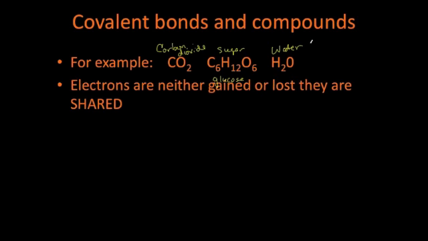So in covalent bonds, electrons are neither gained nor lost. They are shared. So the electrons are being shared between 2 or more atoms. Okay, and that concludes our discussion for today.